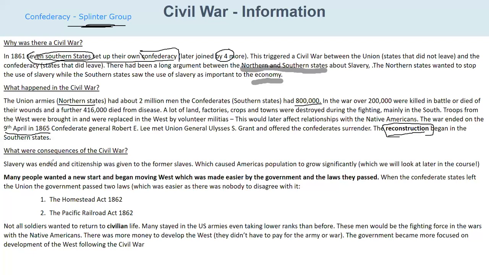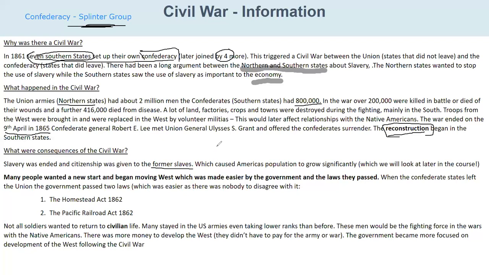Consequences. Well, slavery was ended and citizenship was given to former slaves. So US citizenship. This caused America's population to grow significantly, and we're going to look at that a lot later in the course by looking at groups such as the exodusters. And many people wanted a new start.